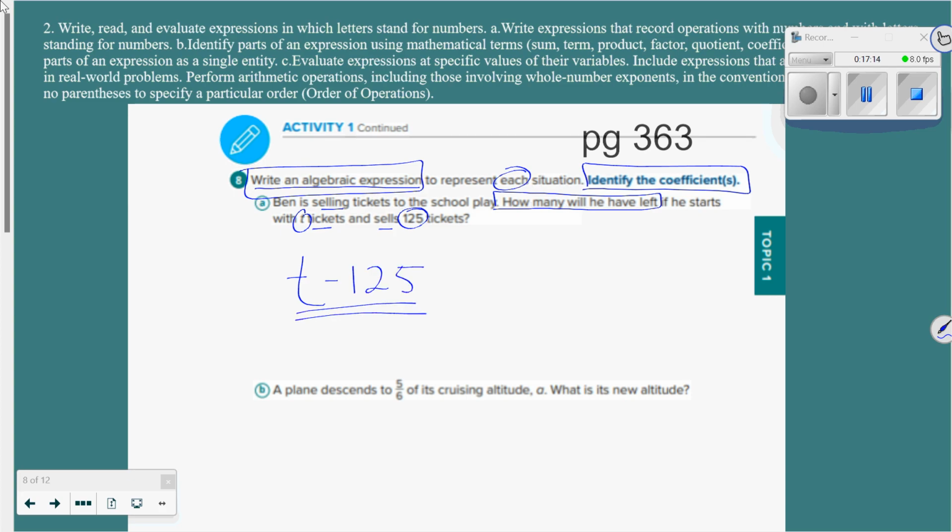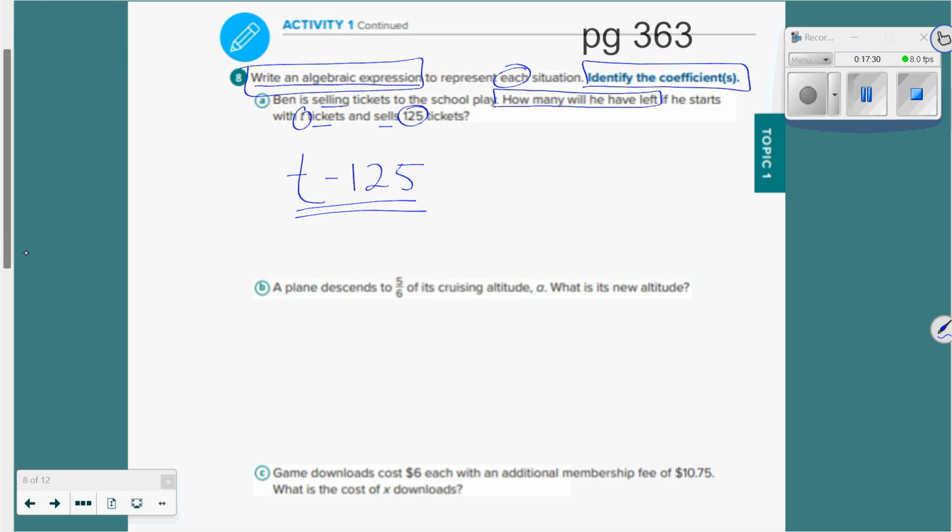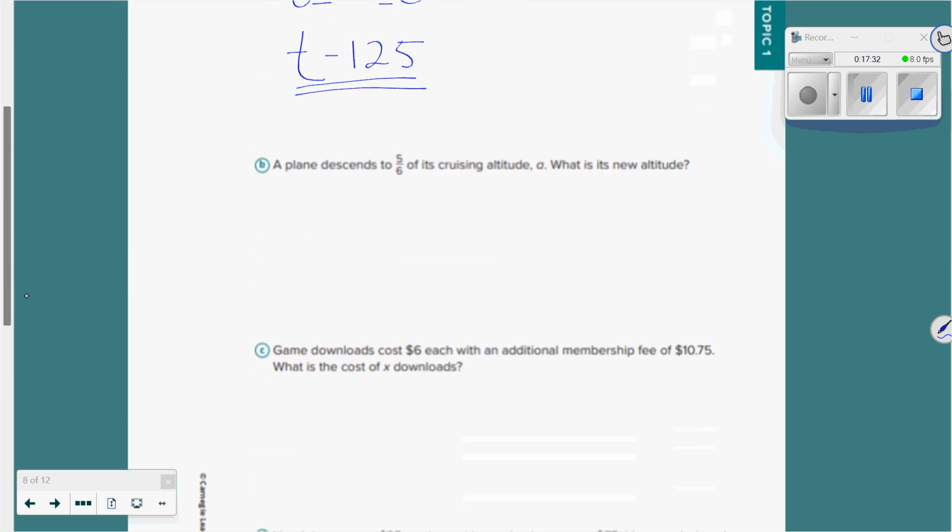Do I have to have an answer? No. I have to evaluate. But is this an answer? Yeah. You understand what you're doing? Yes. So you've only got 3 more to do. Hopefully it won't take you too long. We'll give you guys about 3 minutes. Identify the coefficient. Here's my variable. What number is before it?